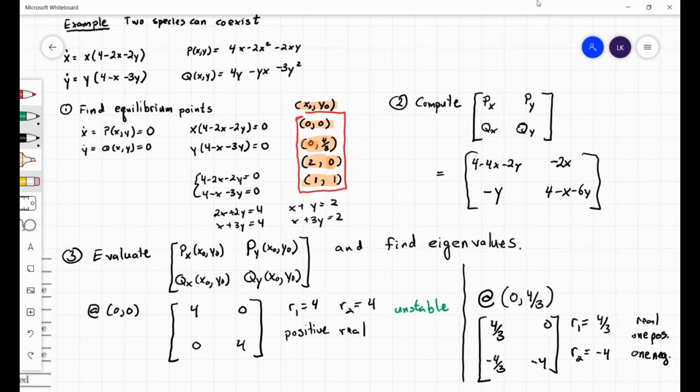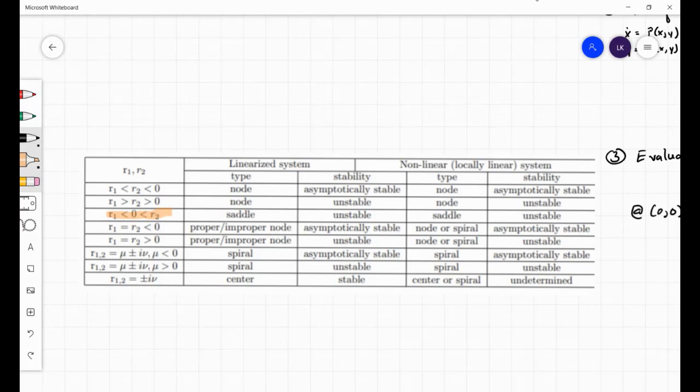Next, we evaluate our matrix at the equilibrium point 0, 4/3. We see that we get a triangular matrix, so the eigenvalues are just the diagonal entries. So we have an eigenvalue of 4/3 and -4. So we have real eigenvalues where one is positive and one is negative. So that's a saddle point, inherently unstable. So indeed, we check our chart. We have one negative and one positive real root, so that's a saddle, and it's unstable.